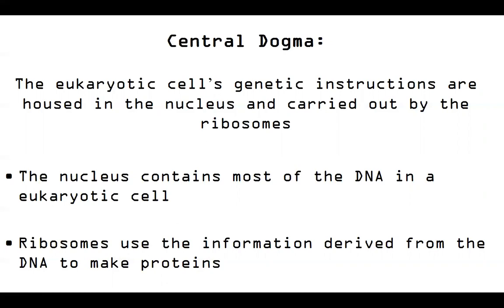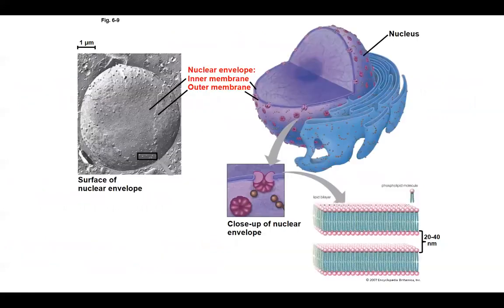So the nucleus is going to contain the DNA in our eukaryotic cell. We'll see some cases where there's some DNA in other places too. And we're going to be looking at ribosomes, which use this information from the DNA to make proteins. We're skipping over the RNA part of this story for now, but understanding that it's going to be there.